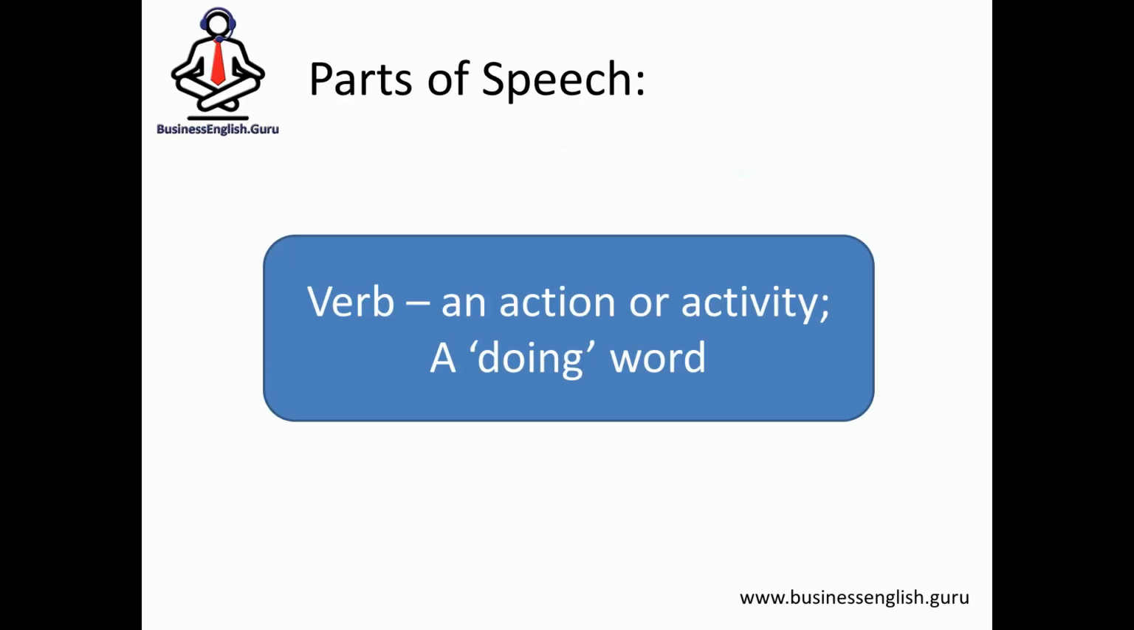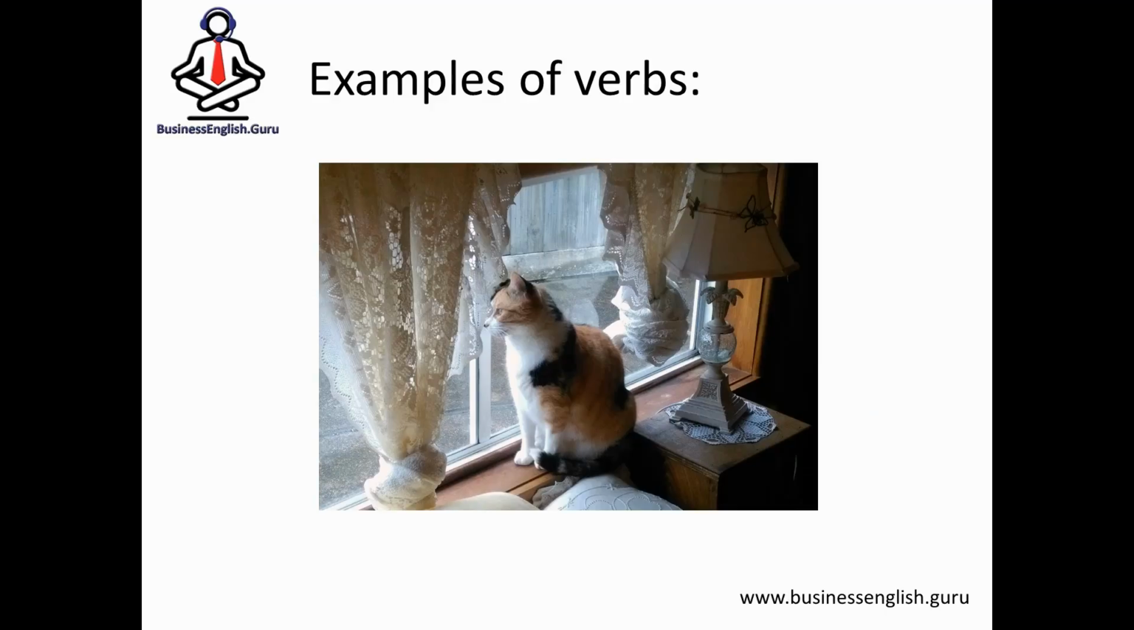The next part of speech we'll briefly look at is a verb. A verb is an action or activity, a doing word. So it tells you what's going on in your sentence. Now, in this picture here, it doesn't look like she's doing much, but she is actually sitting and looking out the window.